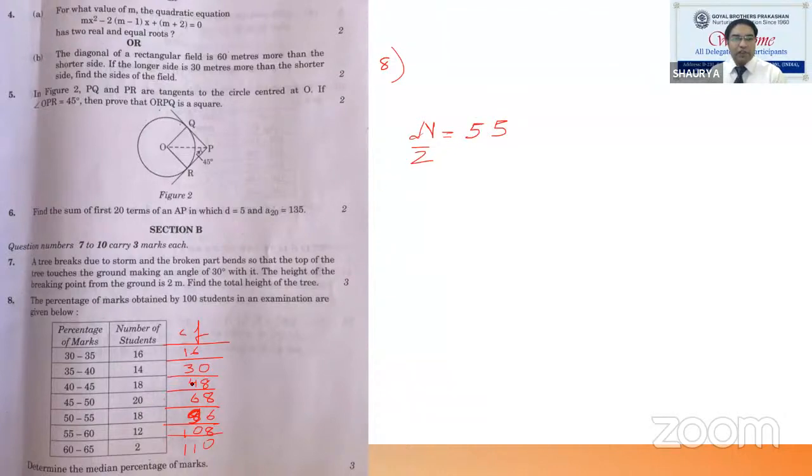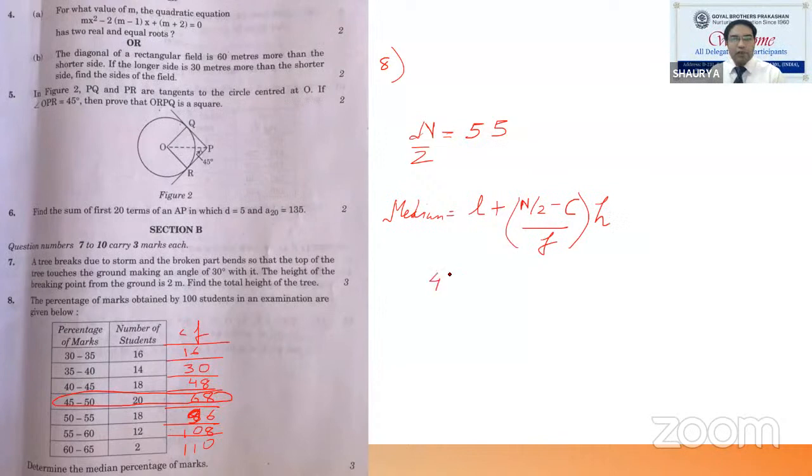So the just value above 55 is this. So this becomes our median class. This 45 to 50 class interval becomes our median class. Now I hope everyone knows the formula for median. It is L plus n by 2 minus cumulative frequency of the preceding class divided by frequency of the median class multiplied by the class size.